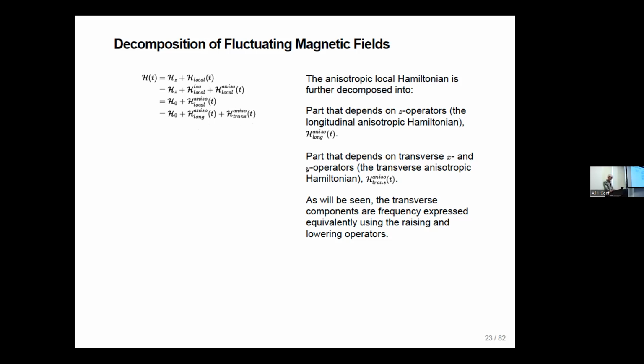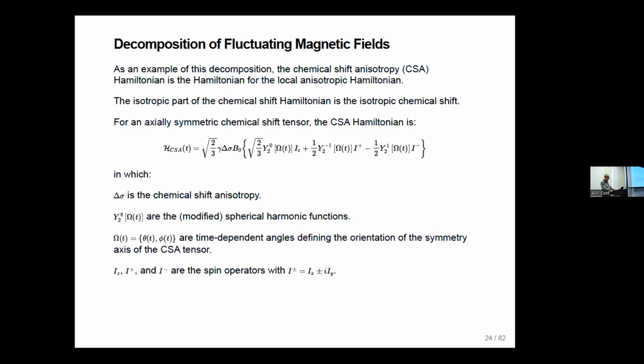And we'll eventually see that the parts of the Hamiltonian that are along Z will depend on operators that are like IZ and SZ, and the parts that are transverse will depend on operators like IX, IY, or I plus, I minus. Completely unsurprising to us at this point.